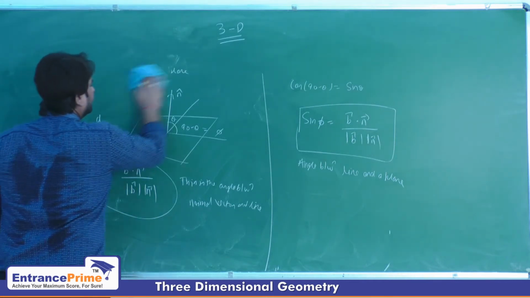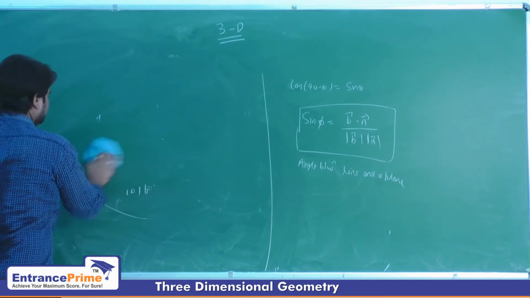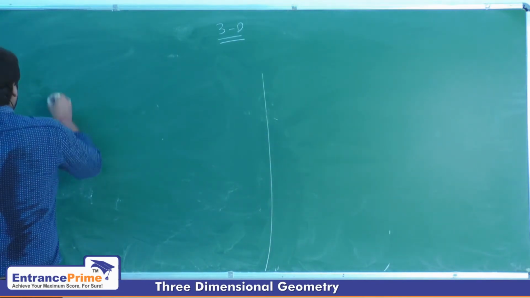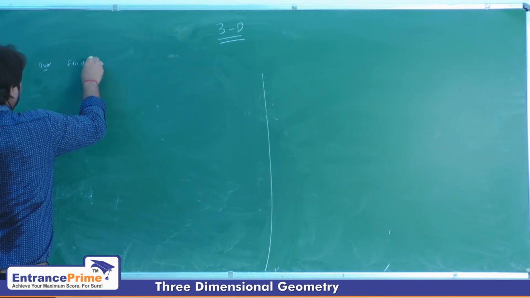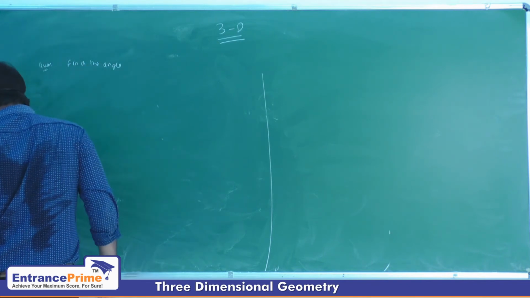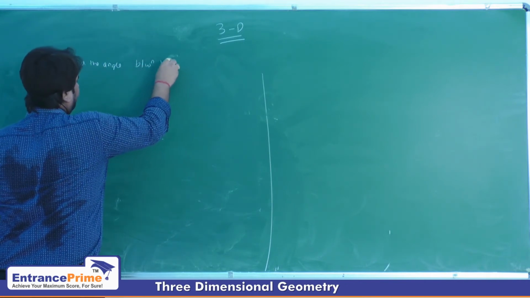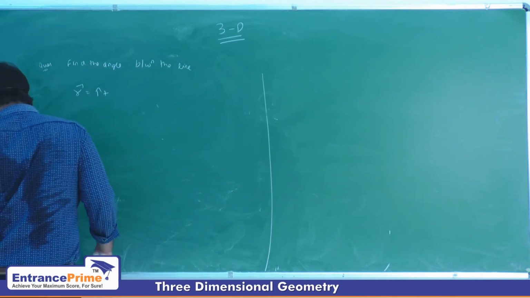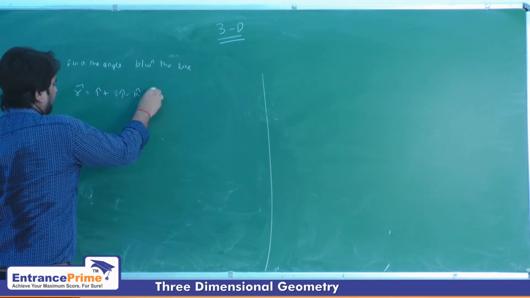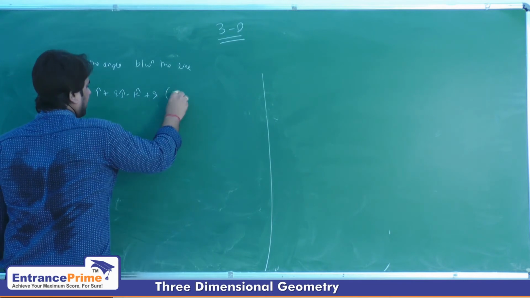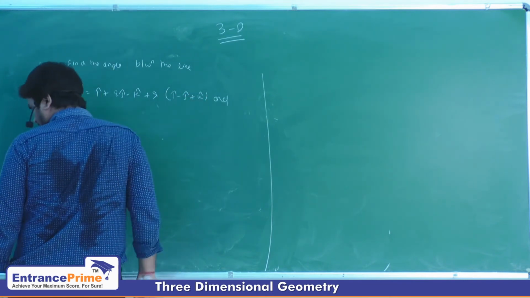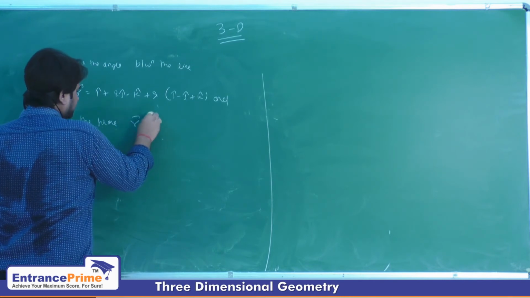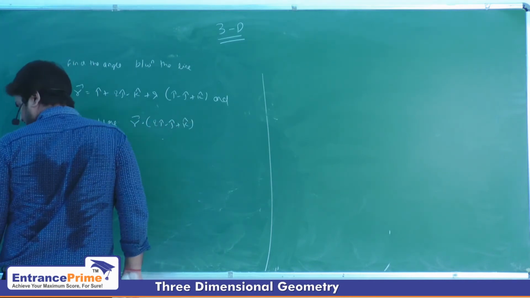Write down one question. Your question is: find the angle between the line r vector is equals to i cap plus 2j cap minus k cap plus lambda times of i minus j plus k, and the plane r dot 2i minus j plus k, that is equal to what?